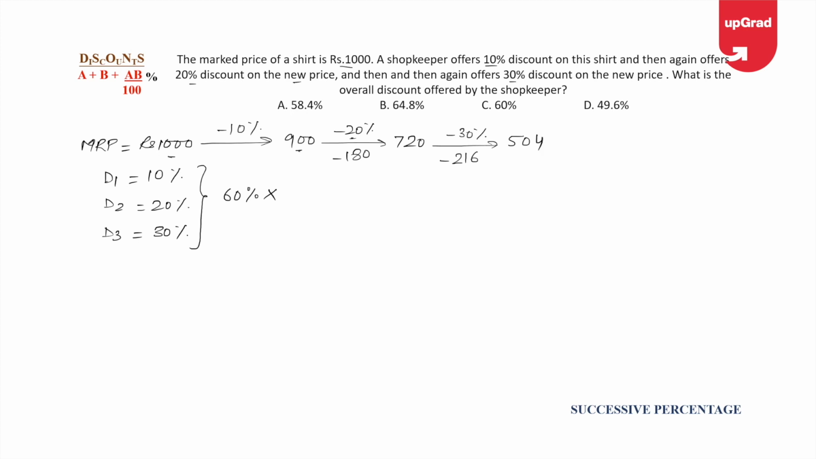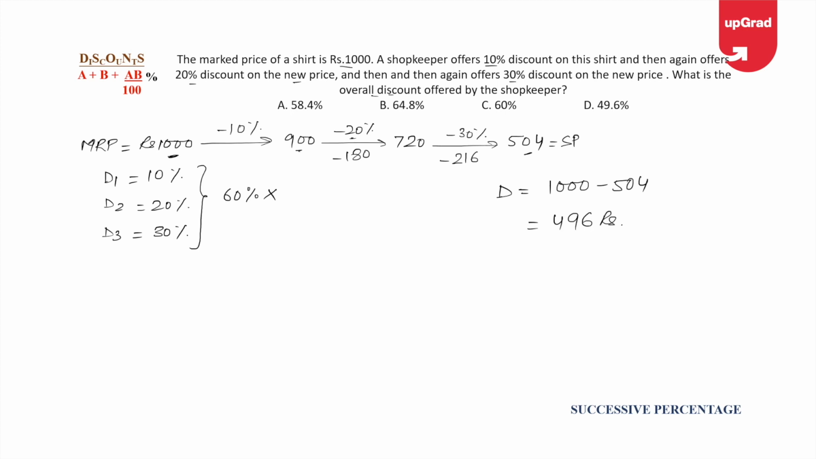But please remember, I have been doing it flawlessly. You will probably take some time to calculate. Now, what has happened? An MRP of 1000 rupees has become 504, which virtually should be my selling price. So the question is talking about overall discount. Now, the discount is 1000, which was MRP, minus my selling price. So it is actually 496 rupees.